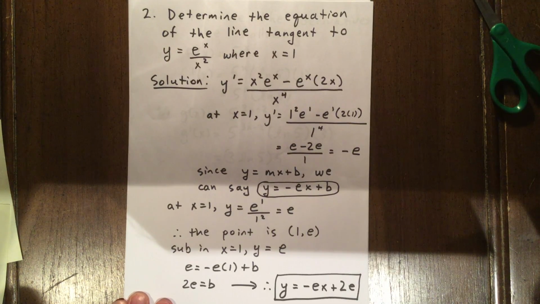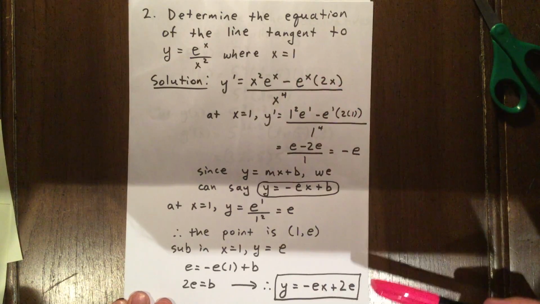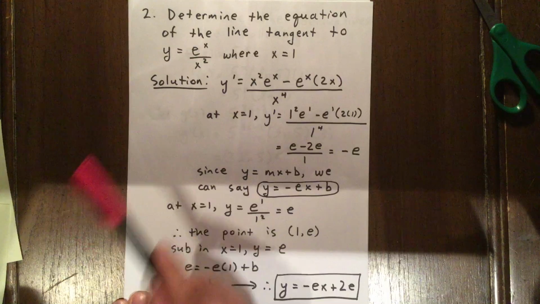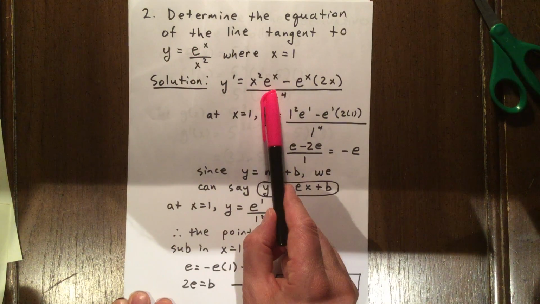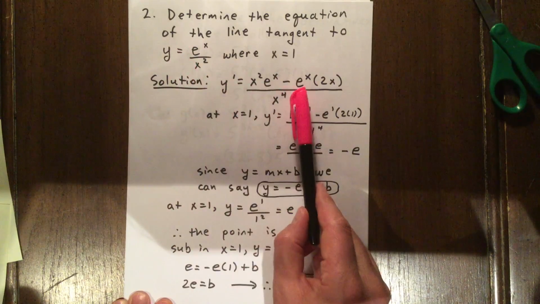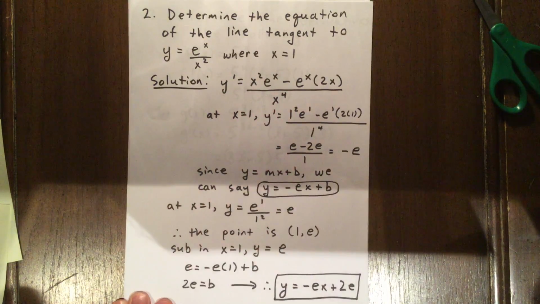All right, what if we want to know the equation of a tangent line? Let's say we want to know the equation of the line tangent to this function where x is 1. What we're going to do is figure out the derivative of this function. We'll use the quotient rule. So we'll say the denominator times the derivative of the numerator, the derivative of e to the x is e to the x, minus the numerator times the derivative of the denominator, all over the denominator squared.